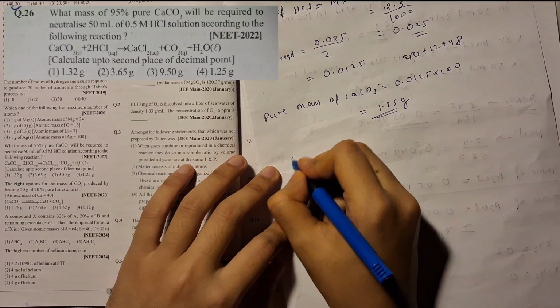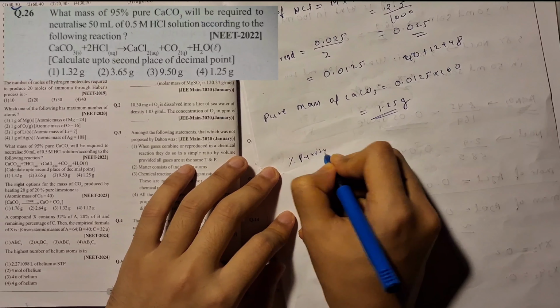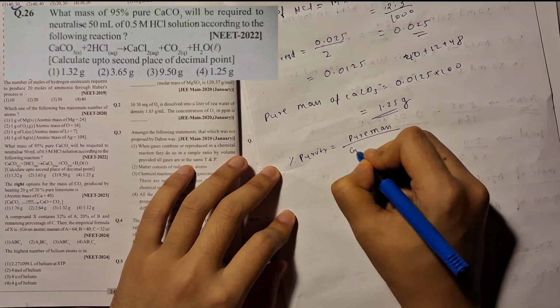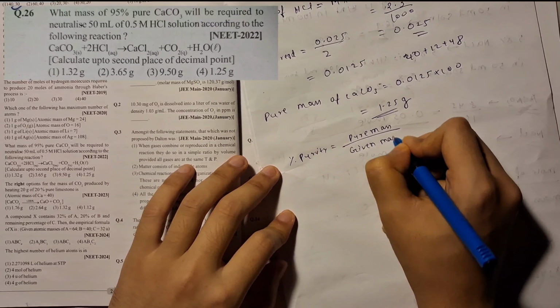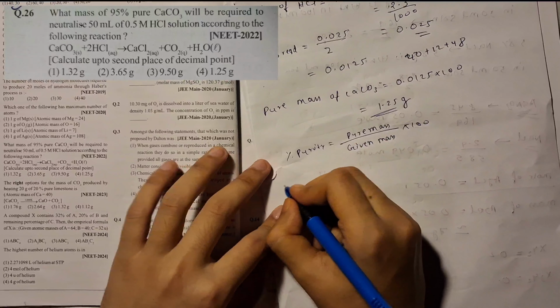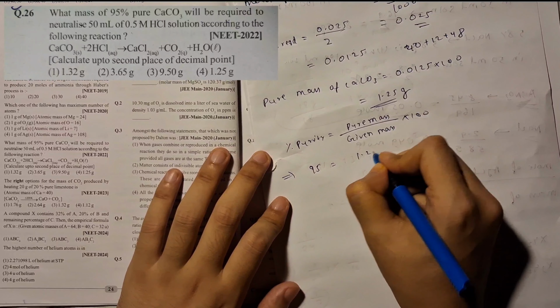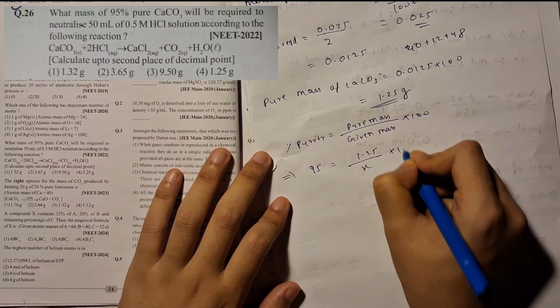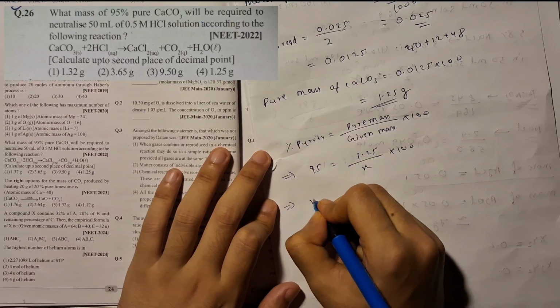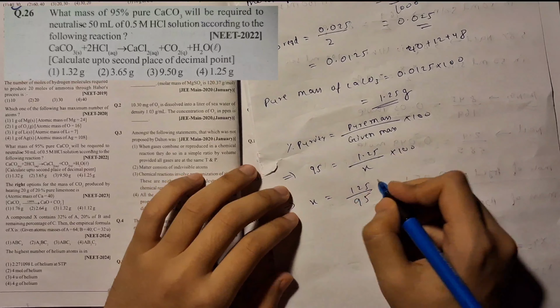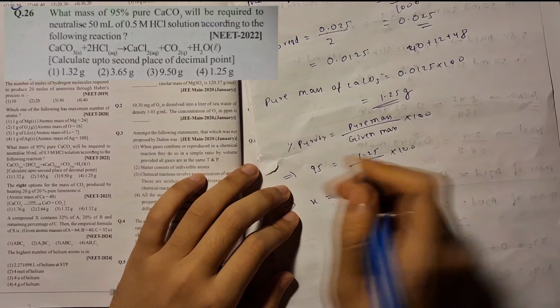Now we know percentage purity equals pure mass by given mass into 100. Percentage purity is 95, pure mass is 1.25, given mass we need to find into 100, so x equals 125 by 95, and the answer will come 1.32 gram.